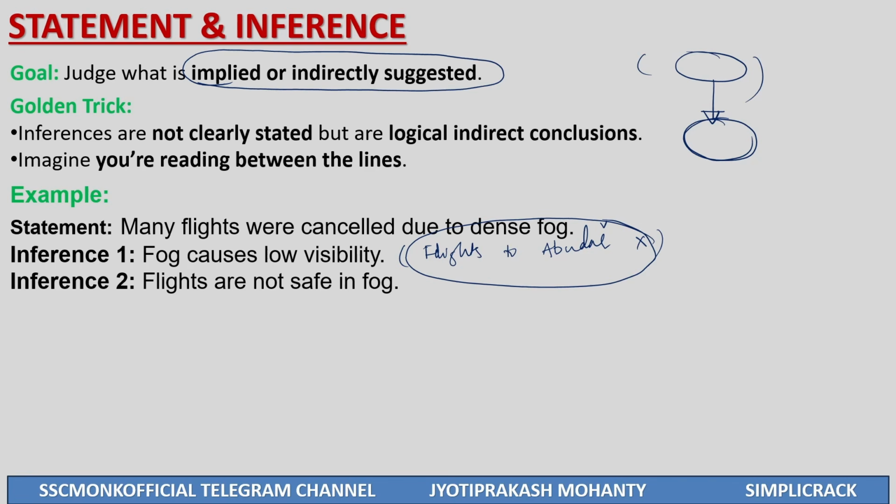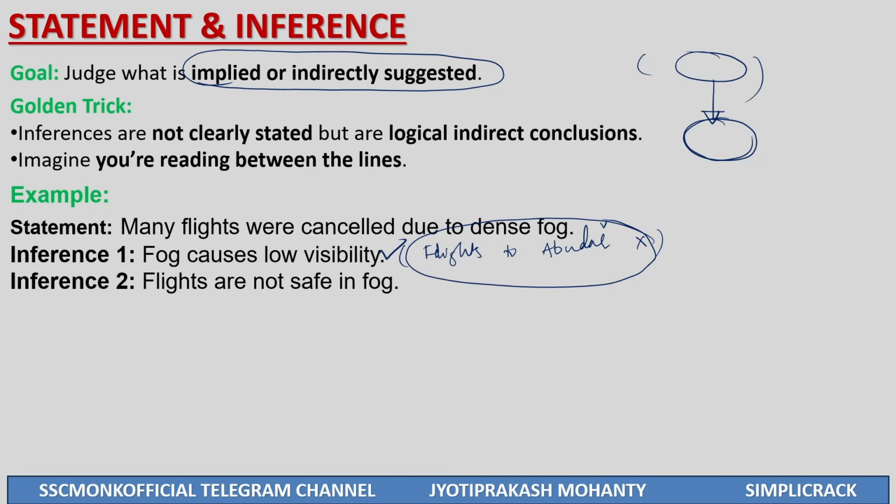First inference, fog causes low visibility. See, because fog causes low visibility, we are doing what? We are cancelling the flights. That means the inference is actually true. Because of that, we are cancelling the flights. So this is implied.